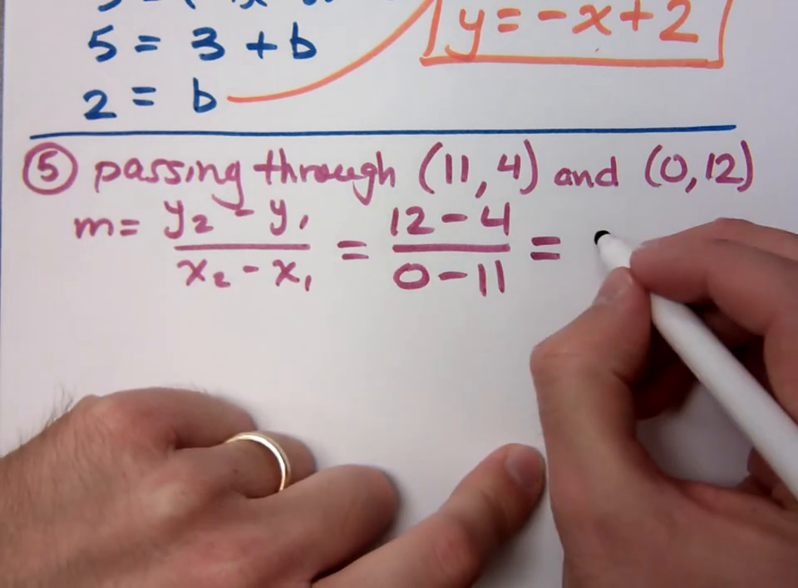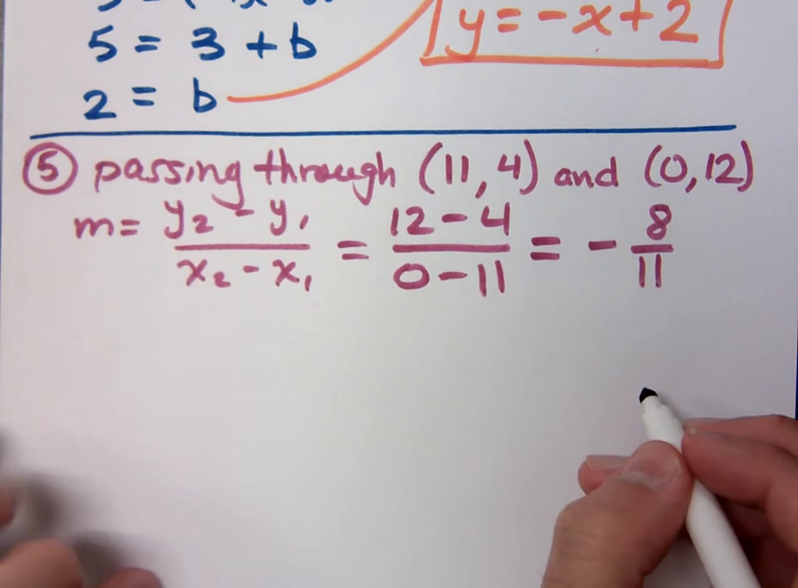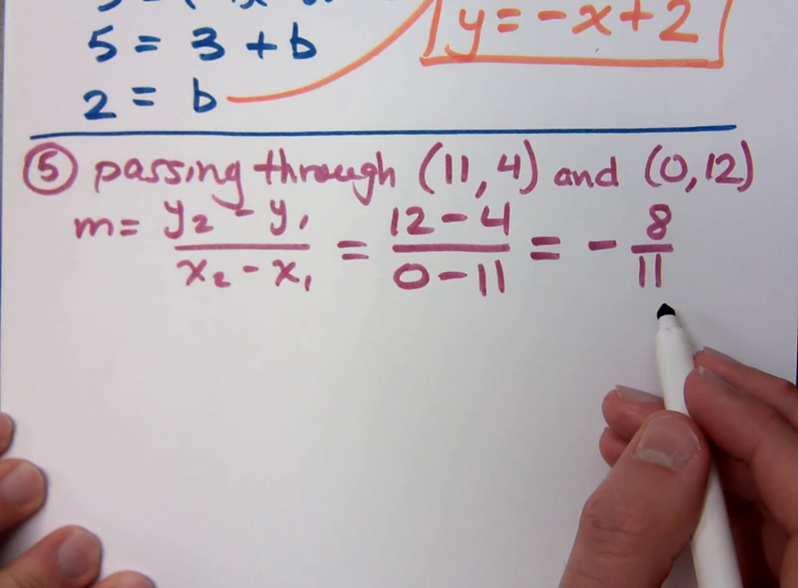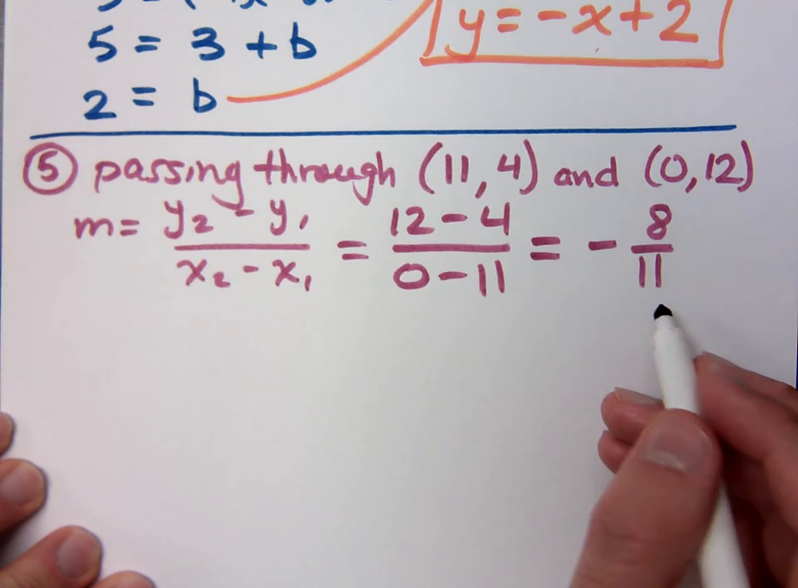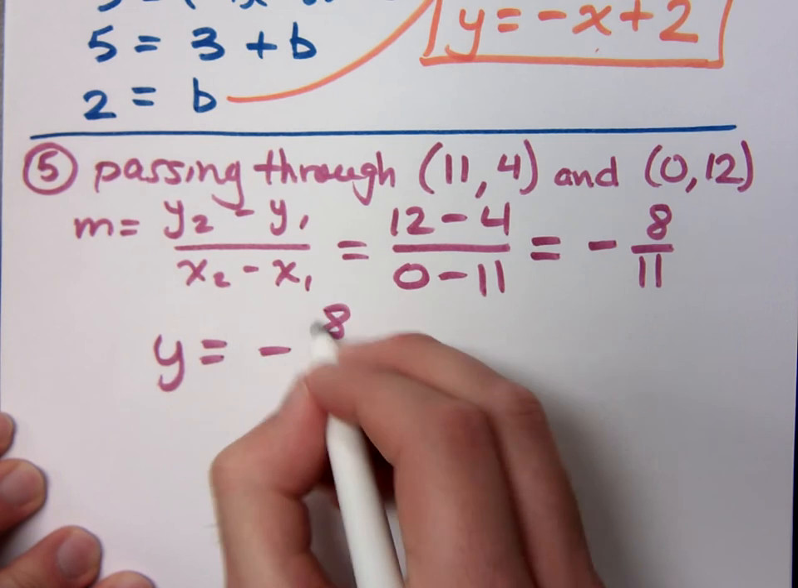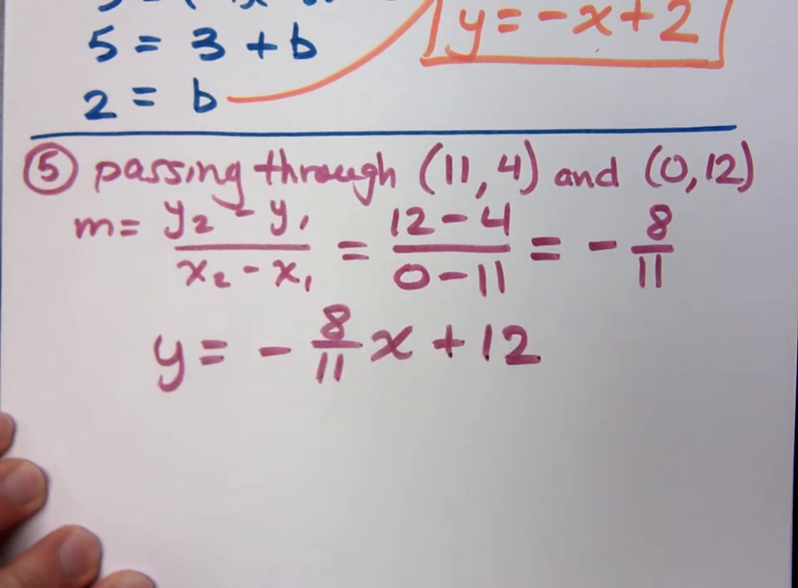So when I finish this, I get negative 8 over 11. So I take this right here. So y equals negative 8/11 x plus 12.